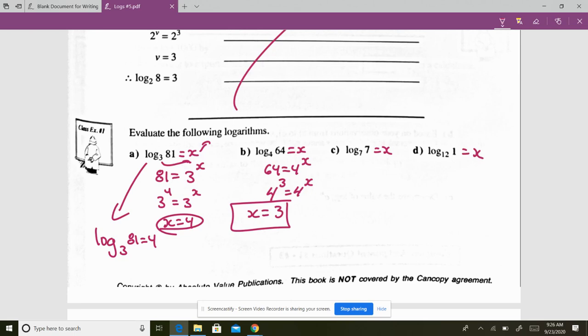C? 1. So if you change the exponential, you get that. They're already the same base, so x equals 1. What about the last one? 0. So if you change to exponential, what exponent always equals 1? 0. So x is equal to 0. Is that okay?